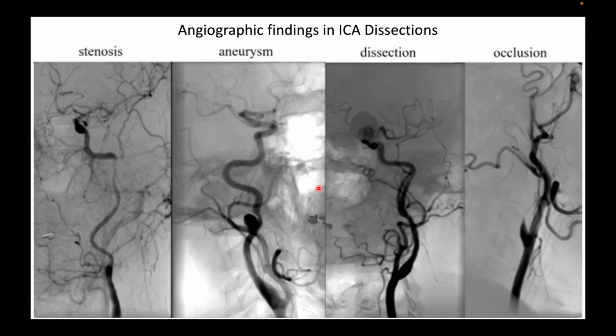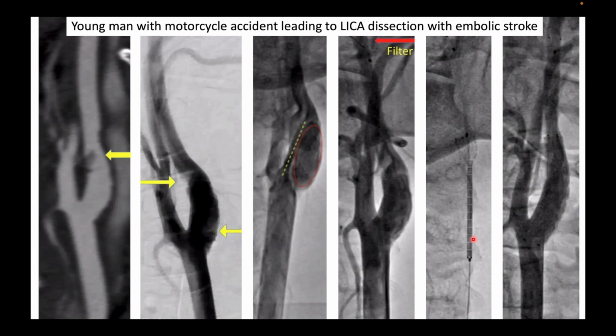Now, the carotid dissections can present either as stenosis, as you can see over here. It can present as an aneurysm. It can present as a dissection. You can see the dissection flap here. Or it can present as an occlusion like this, a pencil tip tapered occlusion.